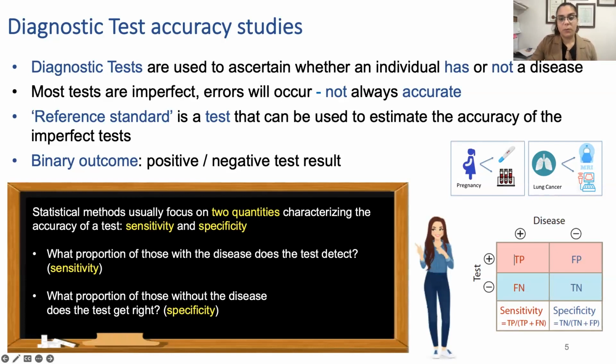The diagnostic performance of index tests is commonly described using two specific measures, that is, sensitivity and specificity. Sensitivity gives us the proportion of those individuals with the disease that the test detects. So it describes the ability of a test to correctly identify the diseased individuals. Specificity gives us the proportion of those without the disease that the test gets right. So it describes the ability of a test to correctly identify the non-diseased individuals.